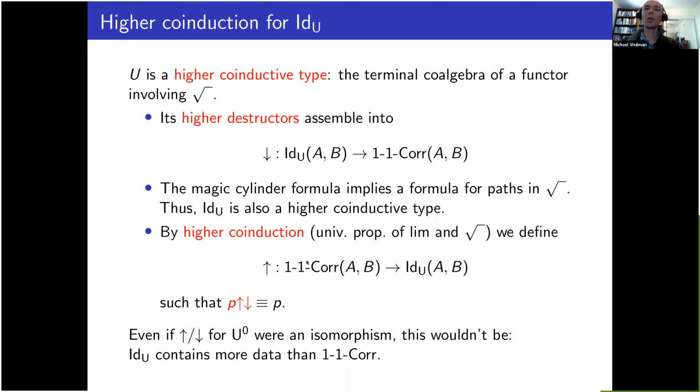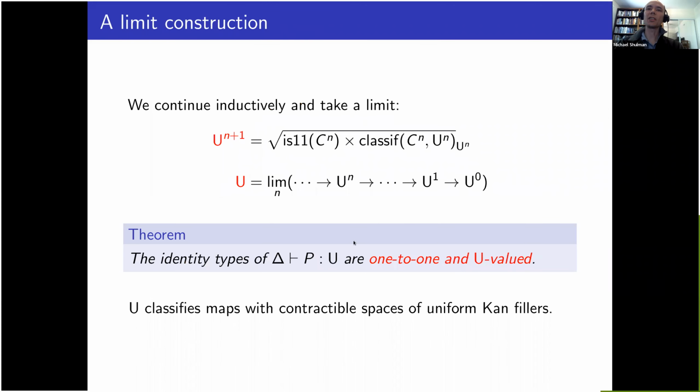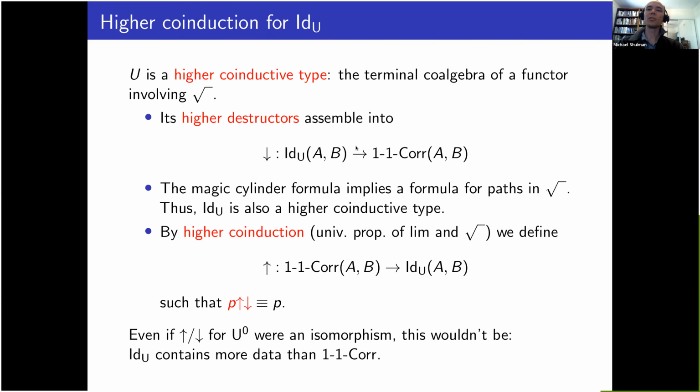So what do we want in order to model our theory? We want to be able to promote a one-to-one correspondence to an identification in the universe, which then demotes back to itself, with this beta rule. And this map is defined by using the construction of this thing as a limit. Categorically speaking, this identity type is a path space. It's a right adjoint, so it preserves this sequential limit. And then we have the formula for paths in this square root operator.